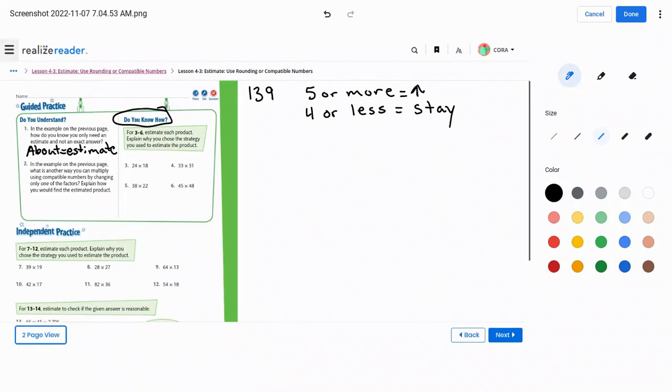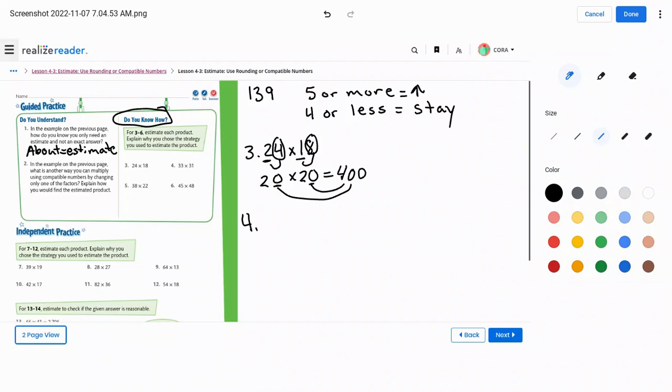All right, so let's look at number 3. We have 24 times 18. We're rounding to the tens place. So the 4 is my bossy neighbor and this 8 is my bossy neighbor. The 4 is going to tell the 2 to stay. The 8 is going to tell the 1 to go up because it's 5 or more. So the 1 becomes a 2. 8 becomes a 0. So now I just ignore my zeros. I do 2 times 2, which is 4. And then I have to bring these zeros back over. So my answer would be 400.